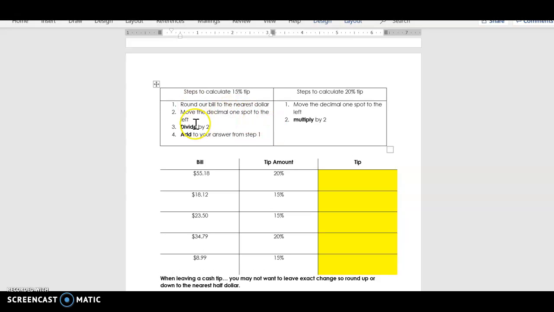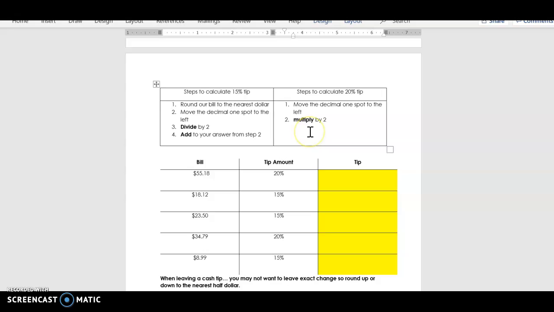Then 2, move the decimal one spot to the left. So 55.18, I would round it to $55. Move the decimal over to $5.51, or I'm sorry, $5.50, because we'd round this to $55. Divide by 2 and add to your answer from step 2.